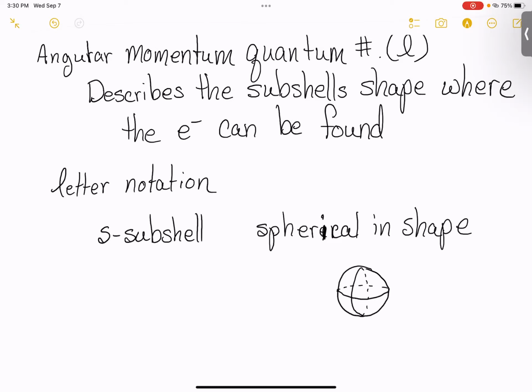And basically, our nucleus sits at the center of that sphere. I know it's very difficult to see. And again, I told you I can't draw worth flip. These are two examples of an S subshell. They're just little balls, nothing major. And at the center of these little balls would be our nucleus.